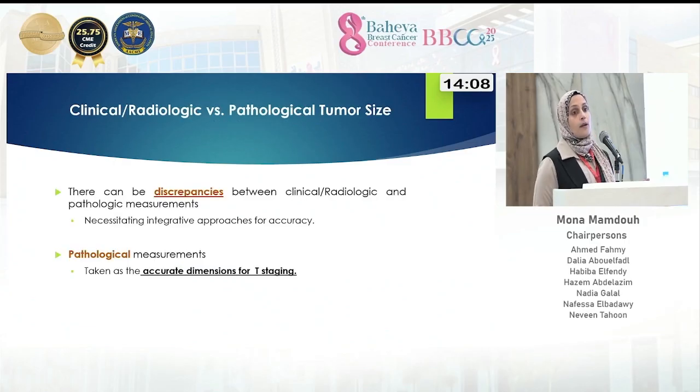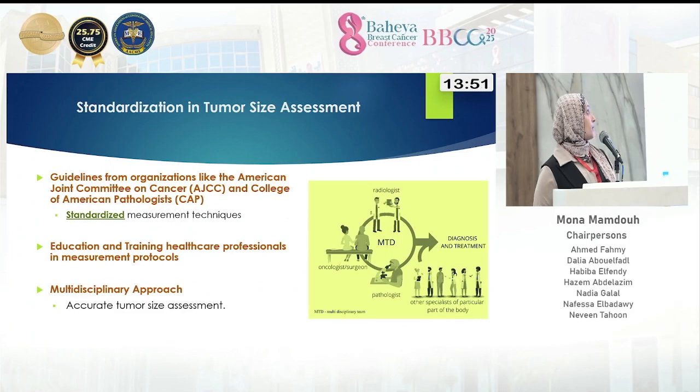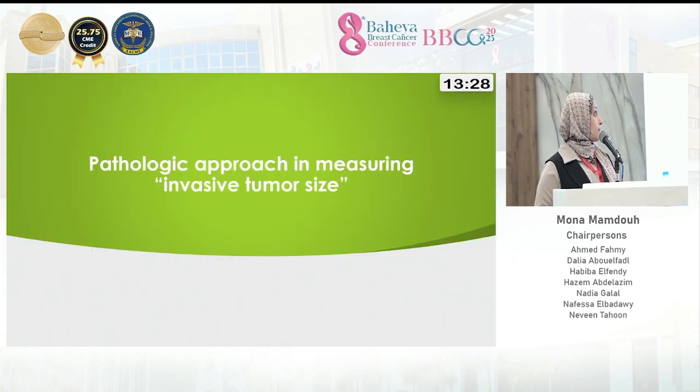Sometimes there are discrepancies between the tumor size in pathologic measurements and radiologic measurements. But finally, the pathologic measurement should be taken as the accurate dimensions for the T stage. To standardize tumor size, we should follow the guidelines from organizations such as AJCC, dataset, CAP, and the healthcare professionals should be well trained to use these guidelines. Moreover, the multidisciplinary team is very important for accurate assessment of the tumor size.